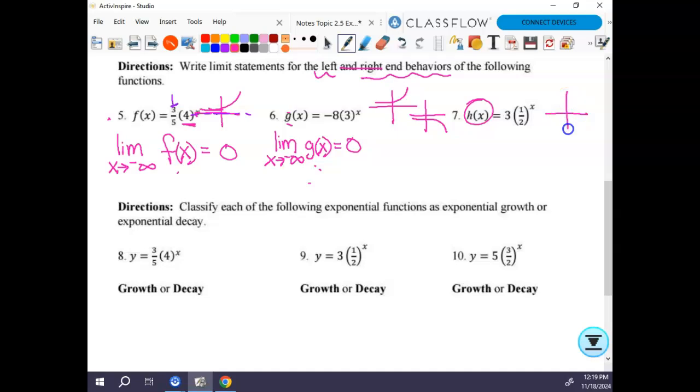All right, so then I'm going to sketch this. This is decay, so it looks like this. There's no reflection, so that's what we've got. So we've got the limit as x approaches negative infinity of h of x. What is that limit going to be? Infinity. Very good. Any questions at all?